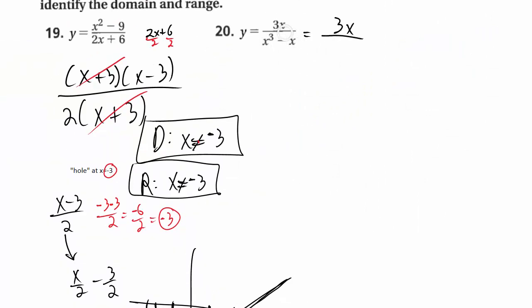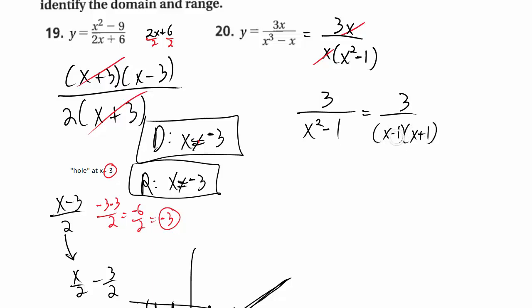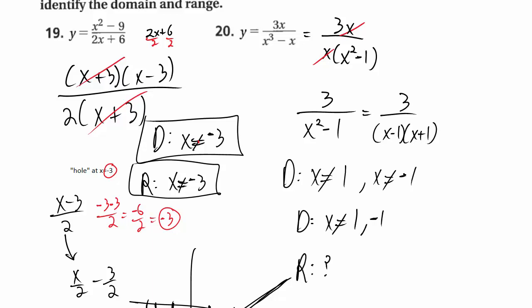Next one, same thing. If you can, always factor these. The bottom, it's not obvious to you at first maybe, but you can factor the bottom by factoring out a GCF of x. Then that's a perfect square binomial. I factor that thing. And you can't divide by 0, so 1 and -1 are both bad numbers. So 1 and -1 are not in the domain.